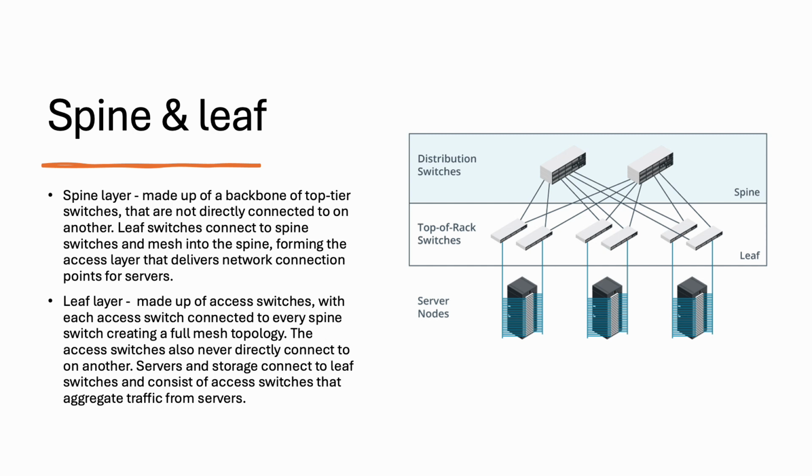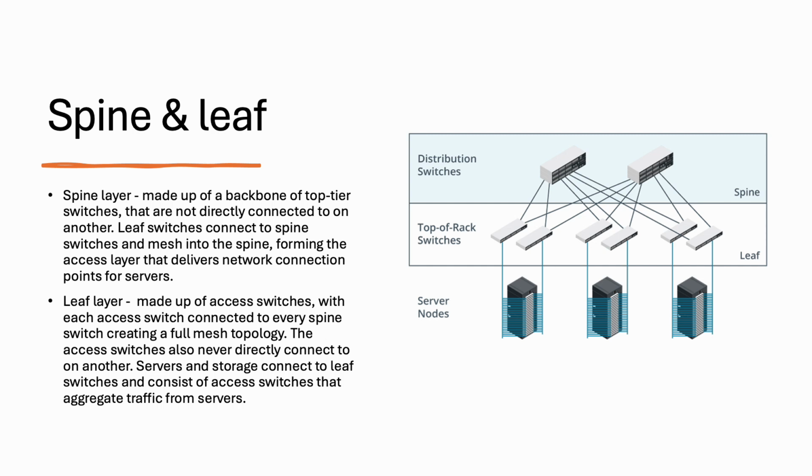I'll start with the spine layer. It is made up of a backbone of top tier switches that are not directly connected to one another. Leaf switches connect to spine switches and mesh into the spine, forming the access layer that delivers network connection points of servers. The leaf layer is made up of access switches, with each access switch connected to every spine switch, creating that full mesh topology. The access switches also never directly connect to each other.